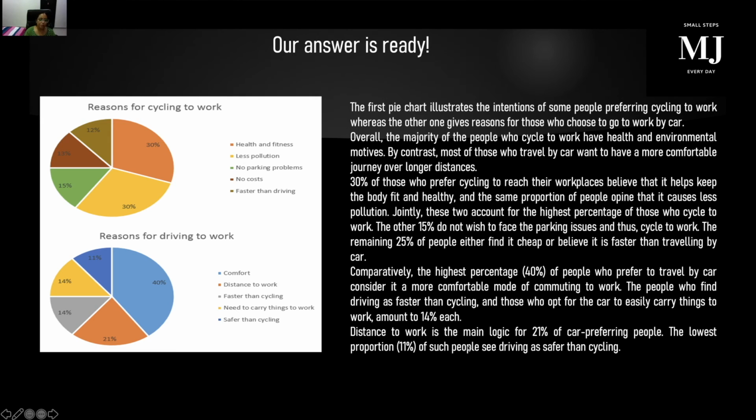The lowest proportion, that is your 11%, guys, of such people mean the people who actually wish to go to work by car. Of such people, see driving as safer than cycling, the blue one, the dark blue one. See driving, you can also use find driving as safer than cycling. Getting my point? This is how you merge everything and have your answer. Right?